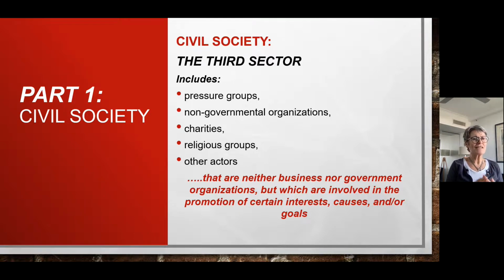In essence, a civil society organization is not business, nor is it government, but it involves the promotion of certain interests, causes, and or goals. Those are the key words down here: promotion of certain interests, causes, and or goals. It's very important to define what an NGO is. The clear definition of an NGO can really change depending on the country, so it's hard to pin down an NGO. Sometimes it does have definitions by a government. For example, in Australia, there are certain definitions around what a non-government organisation is compared to a social enterprise that we'll be looking at. And that feeds into this whole civil society organisation idea.